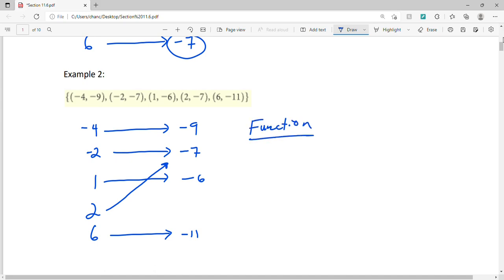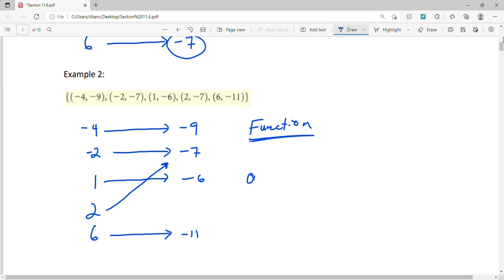What is the definition of a function? For each input, there is only one output. Well, each one of these has one output. Negative 4 gets sent to negative 9. Negative 2 gets sent to negative 7. That's just one output. 1 gets sent to negative 6. That's okay. And 2 gets sent to one output, negative 7. So it qualifies as a function.